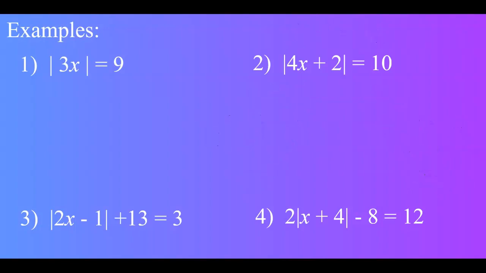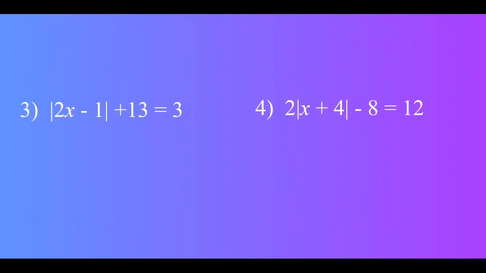Okay, now number 3 is the first one where the absolute value is not by itself. So in order to get the absolute value by itself, you have to subtract 13 over. It's always the first step: get the absolute value by itself. So we get the absolute value of 2x minus 1 equals negative 10. Now, when the absolute value is by itself, before you break it apart into the two possibilities, you have to check and make sure the right side is positive, and it's not.